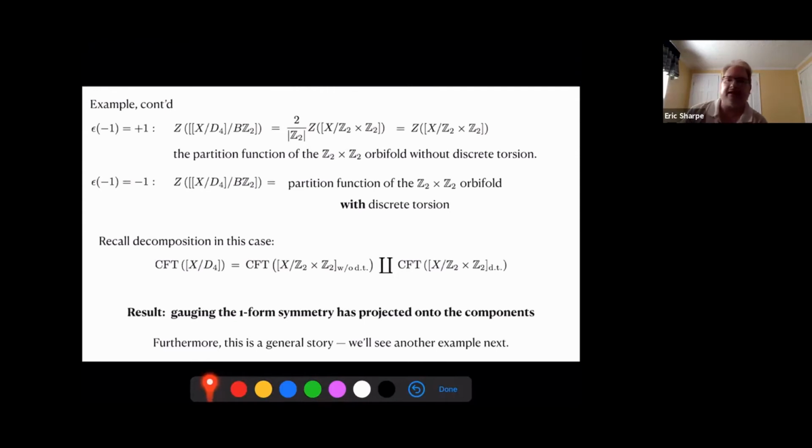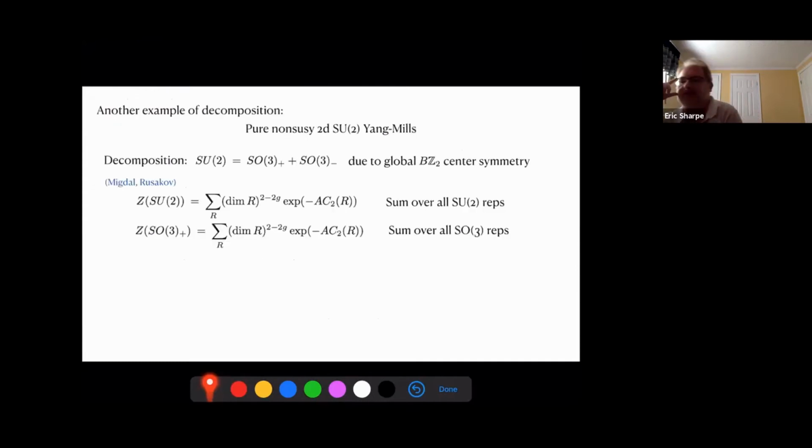I think I've got enough time to quickly walk through one more different kind of example in which this happens. Let's consider a pure non-supersymmetric SU2 Yang-Mills theory. In a pure non-supersymmetric SU2 Yang-Mills theory, there is on the face of it a global BZ2 center symmetry. Decomposition predicts that SU2 theory should be a sum of a pair of SO3 theories, one with either value of the discrete theta angle. So in terms of partition functions, this is straightforward to check.